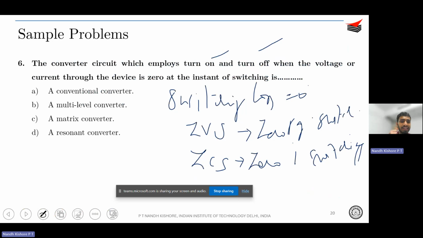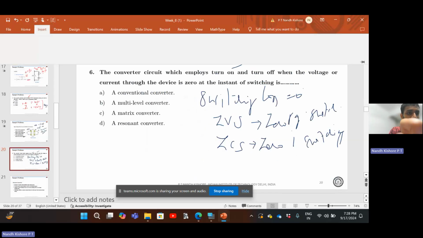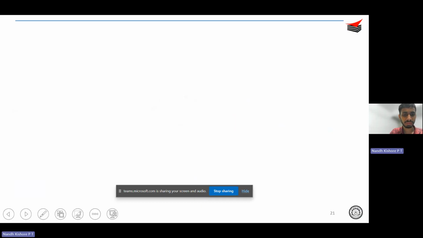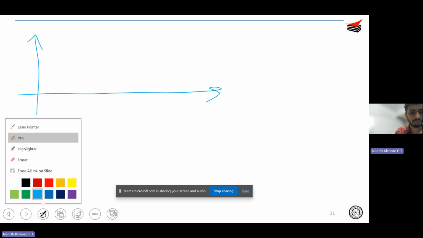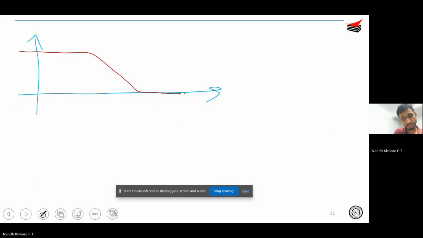Okay, so the idea is that, if I have to go into a bit of converter basics, or switching basics, what happens is, let's say we are talking about turn on.